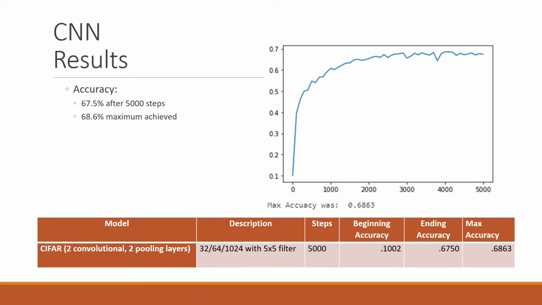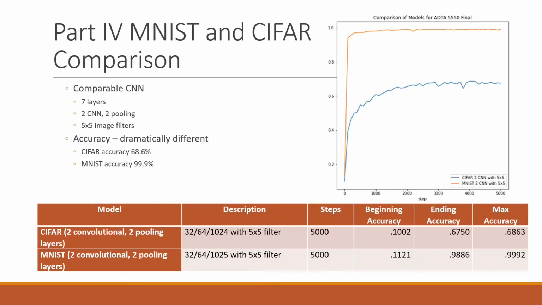And again, as discussed in class, the accuracy achieved in parametric models with non-image data can't really be compared with neural network big data images. Let's compare with the MNIST dataset of homework 4. In part 4, we were asked to compare the results of the 7-layer networks of the MNIST and CFAR10 datasets. Both were 7 layers with 2 convolutional neural networks and 2 pooling layers using a 5x5 image filter.